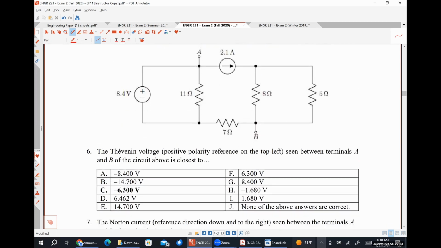All right, so Thevenin voltage, positive polarity on the top left. That would imply that negative polarity is on the bottom right. So this is our VTH.